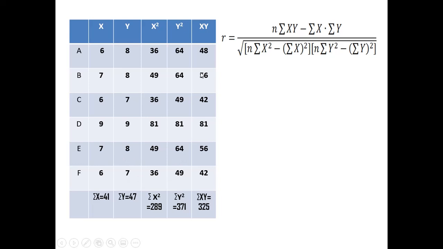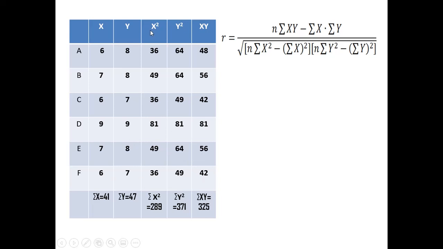And of course, satisfy din natin yung x times y. Anong ibig sabihin ng xy? We have to multiply x and y. So, 6 times 8, we have 48. 7 times 8, we have 56. 6 times 7 is 42. 9 times 9 is 81. 7 times 8 is 56. And 6 times 7 is 42.